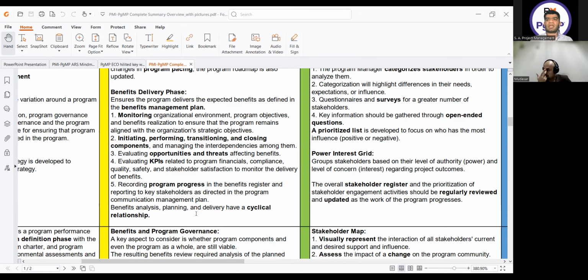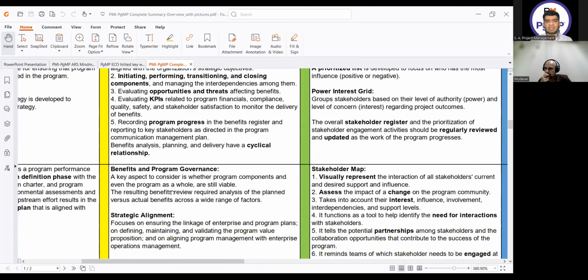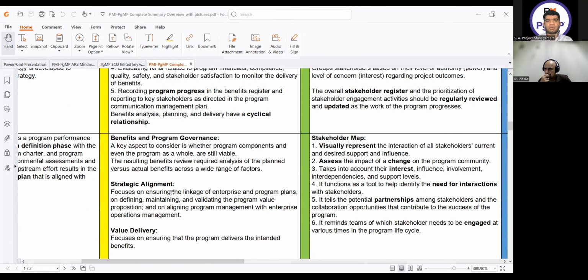Because in the delivery phase, we are actually going to deliver the program benefits. So it will tell us what is the progress of my program. And they have a cyclical relationship. And whenever we come to benefit and program governance, we have to see that whenever we are going to deliver the program, it has strategic alignment and the value delivery must always be there.